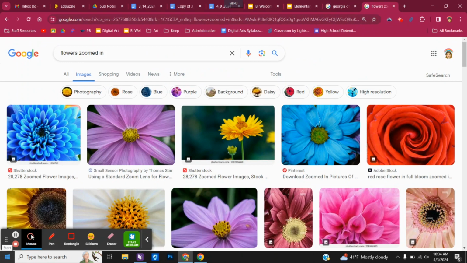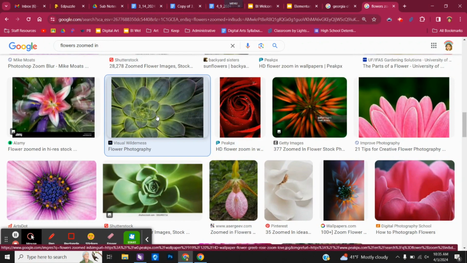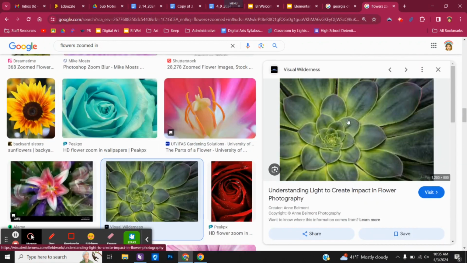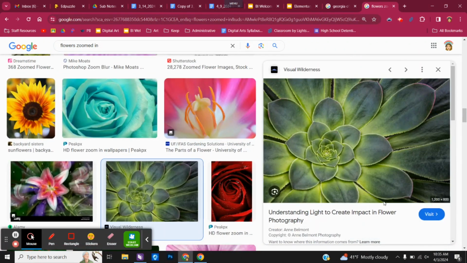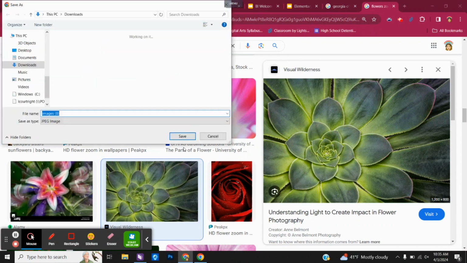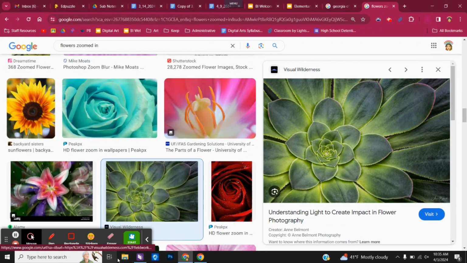What I want you guys to do is to Google search some flowers or plants zoomed in. So we're looking at that macro photography that I talked about. And you are going to recreate one of these pictures in the Georgia O'Keeffe style. So we're going to draw out one of these pictures. You're going to be able to choose whichever one you want. So for example purposes, I'm going to use this succulent. And you want to save the picture to your Chromebook so that you have the reference later.